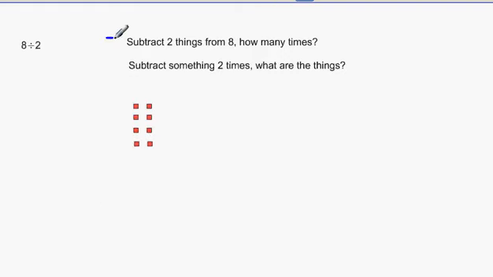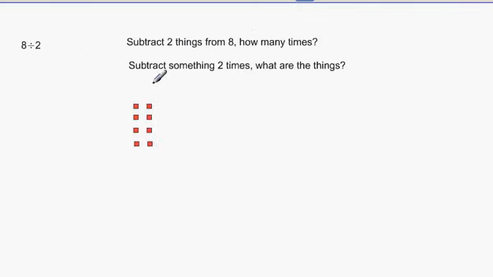So if we're looking at the first way, I want to subtract 2 things from 8. Okay, so I take these 2 things, I do that once. I take these 2 things, I do it twice. I take these 2 things, I do it again. And I take these 2 things and I do it again. How many times was I able to subtract 2 things from the 8? 1, 2, 3, 4, so my answer is going to be 4. So that's to subtract 2 things from 8 how many times.